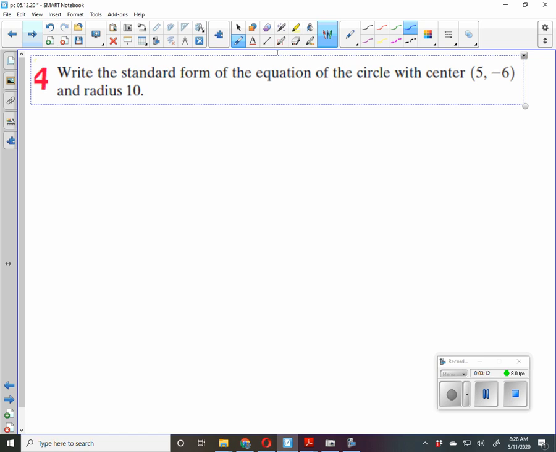When it's no longer at the center, that's going to be (x minus 5) squared plus (y minus a negative 6) squared equals 100. And we have that in standard form. Now, we are going to put in general form later.